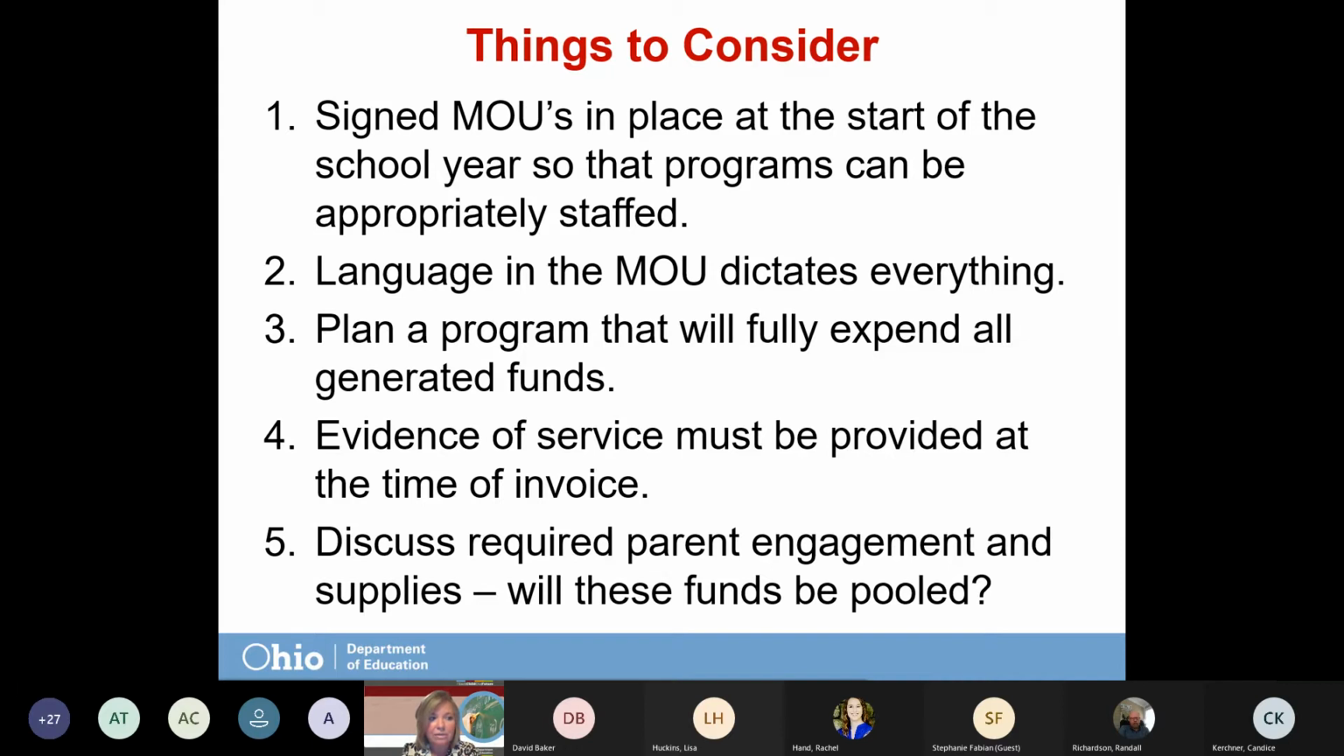The language in your MOU dictates everything. Who is responsible for purchasing parent engagement materials or supplies? I would recommend that the district that generated the funds be responsible for that, and only enter into an MOU for actual teacher time. That way, any equipment purchase belongs to the district that generated the funds, not another district.